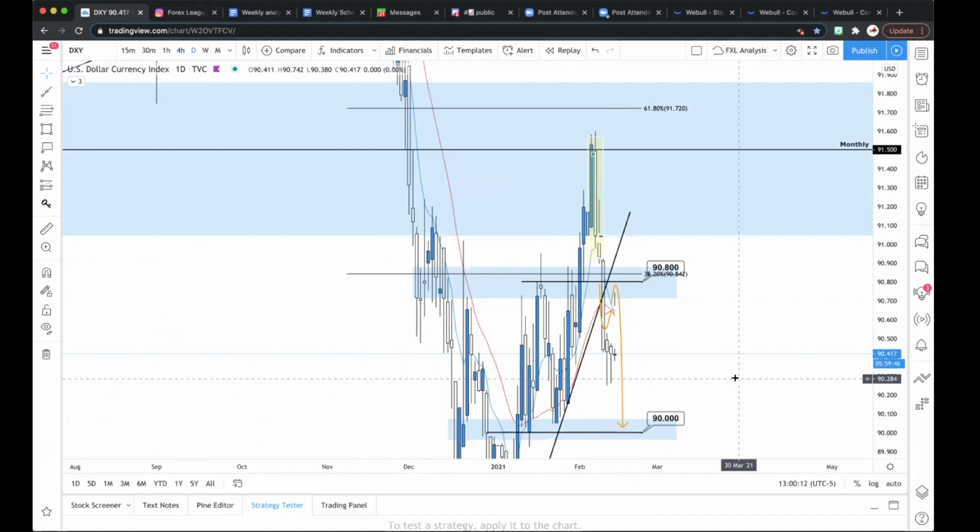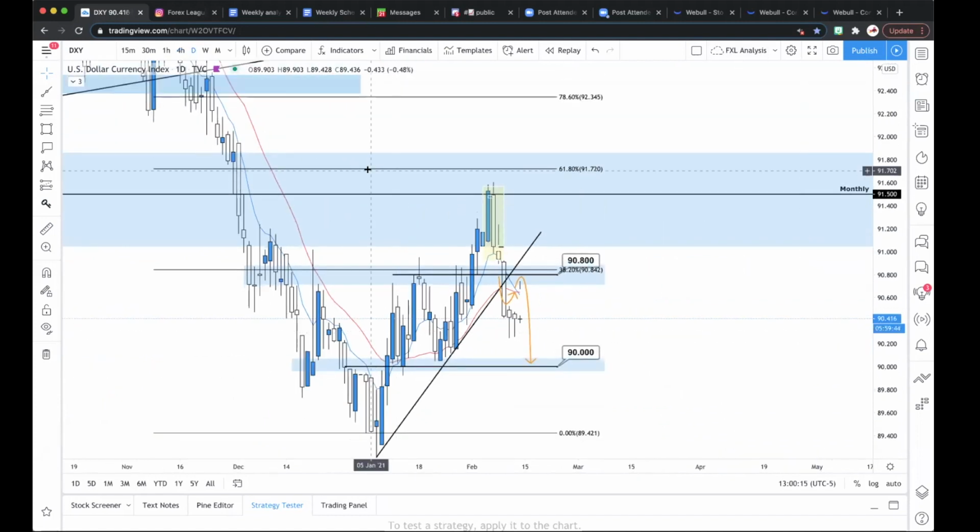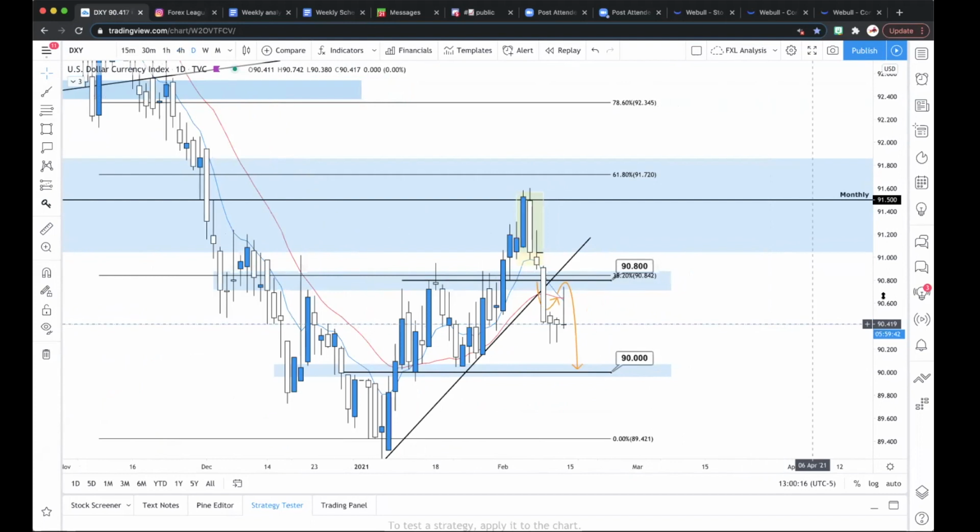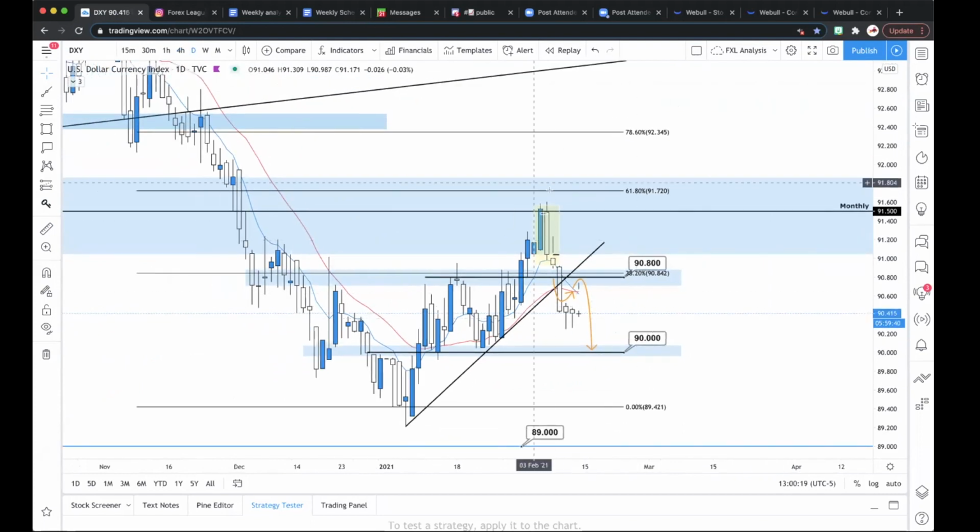Let's go back to the daily. All right, so it came up near 61.8. Just to apply this to structure, we see that it came near 61.8, formed structure, came back down, and gave us that engulfing. So that's something to be aware of.